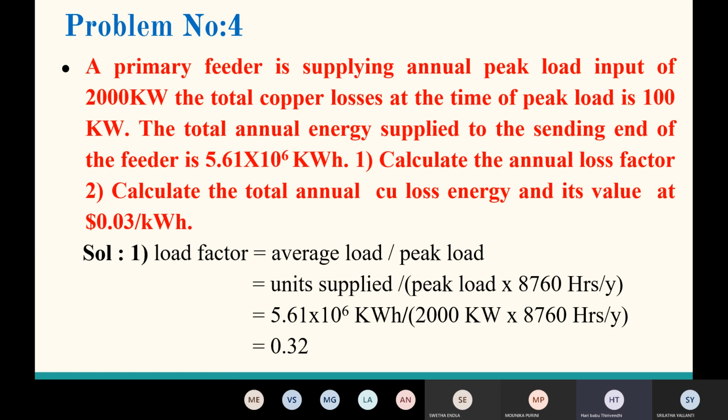So average power loss is equal to 0.168 multiplied by the power loss at peak load, which is 100 kilowatt. So 0.168 multiplied by 100. Therefore, average power loss is equal to 16.8 kilowatt.